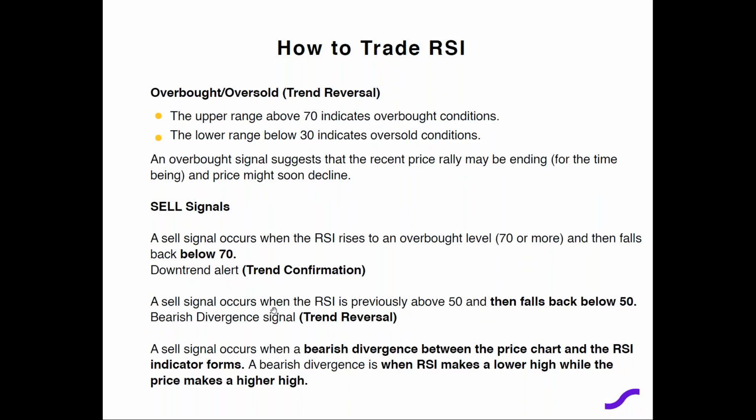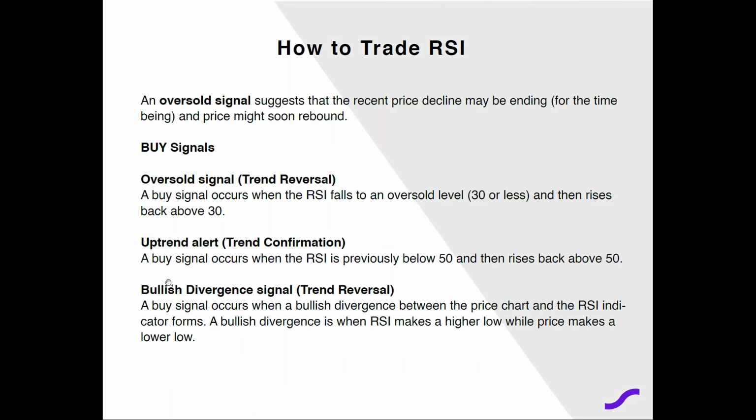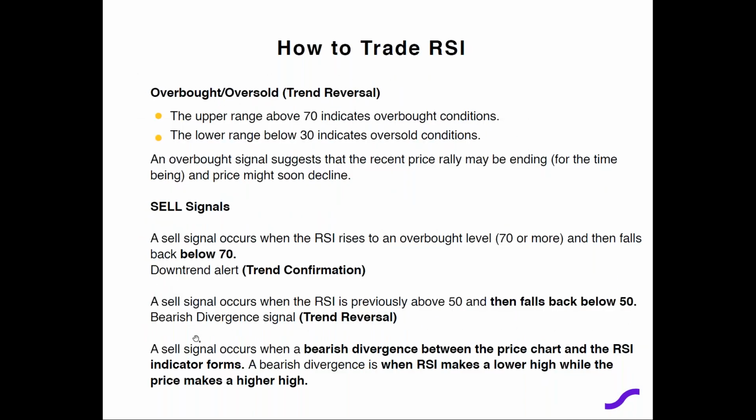Trend confirmation: a sell signal occurs when the RSI is previously above 50 and then falls back below 50. Bearish divergence signal: we're going to go through the 50 signal as well. Moving on really fast, guys, because we need to get onto our charts. A sell signal occurs when a bearish divergence between the price chart and the RSI indicator forms. The bearish divergence is when the RSI makes a lower high while the price makes a higher high.